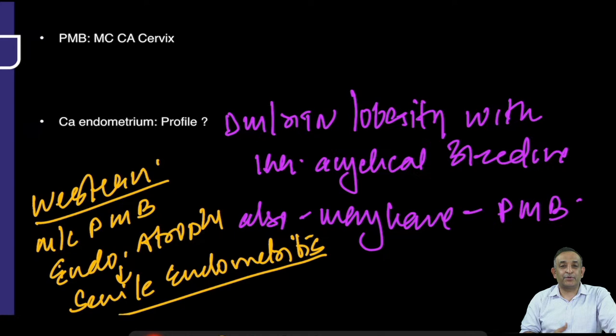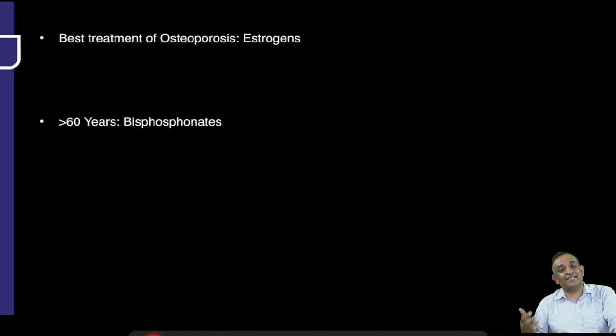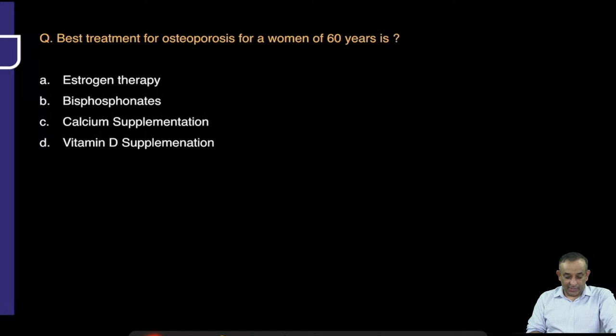Chalo. Best treatment of osteoporosis, more controversies. Best treatment of osteoporosis is indeed estrogens. After 60 years, it is bisphosphonates. We had this discussion even last week. And I'm telling you that MCQ once more, because it came in INI-CET. I'm keeping it here as a proof for you guys.